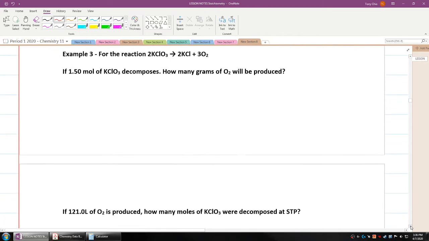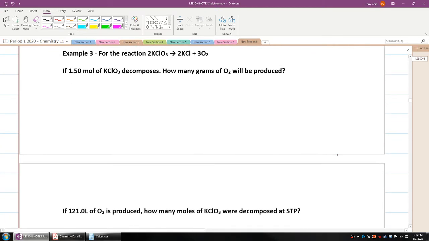So let's look at example number 3. In example number 3, you have a reaction: 2 KClO3 will decompose into 2 KCl plus 3 oxygen gas. So if you're given 1.5 moles of KClO3 and it decomposes, how many grams of O2 will you produce? Well, you're given 1.50 moles of KClO3. So you have this chemical right now, and you want to get to oxygen. So you have to cross the mole bridge because your units are already in moles.